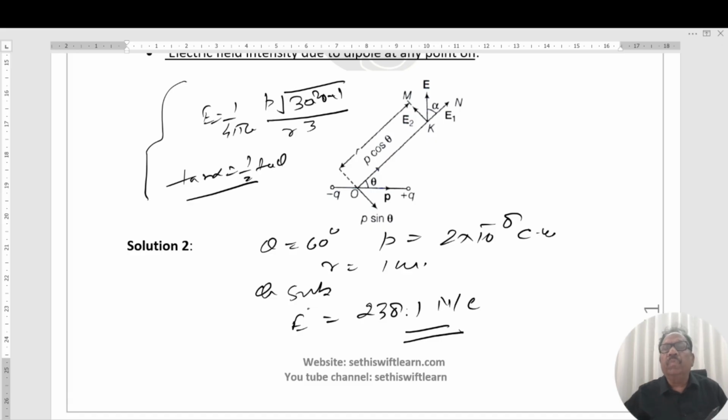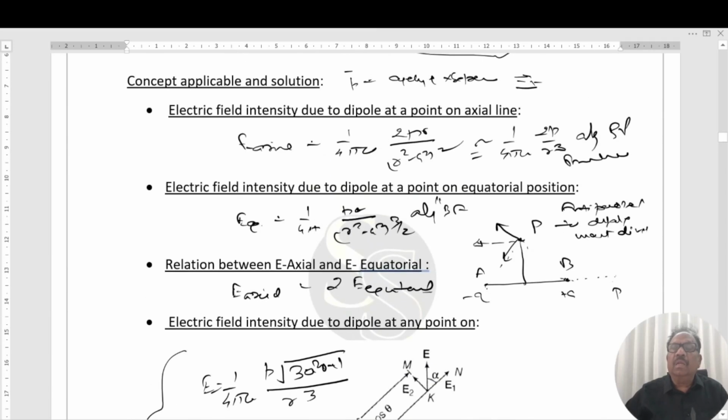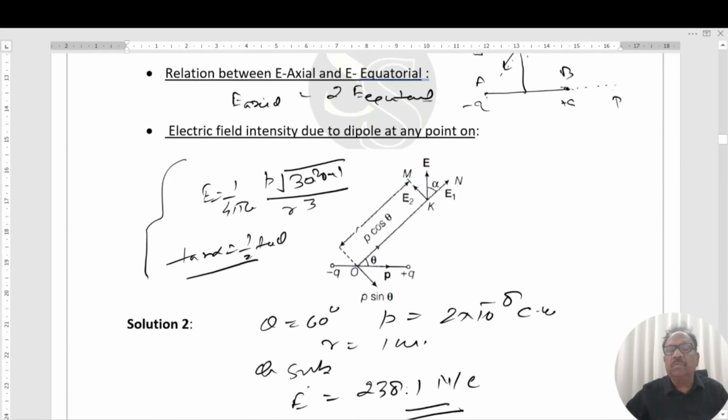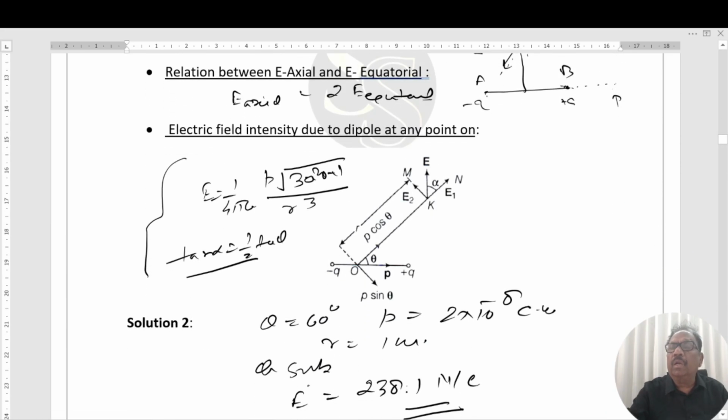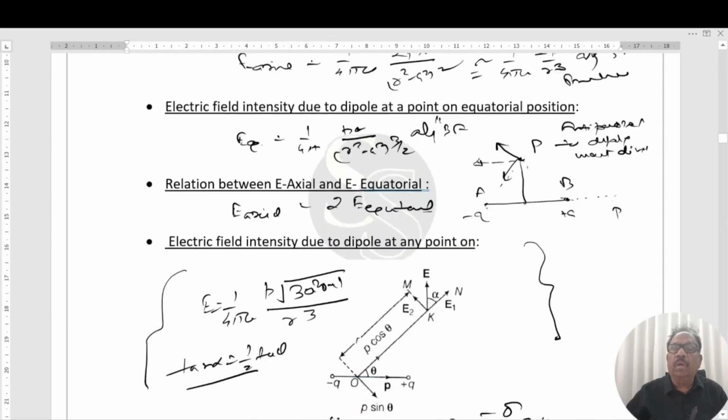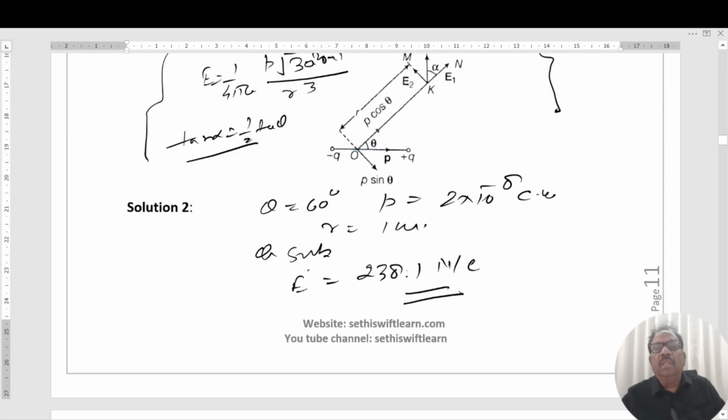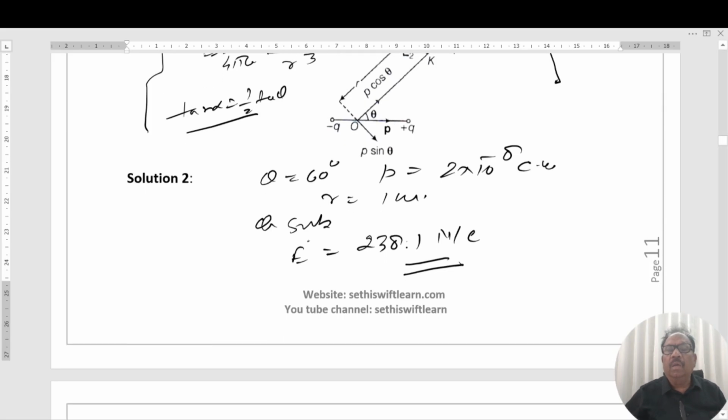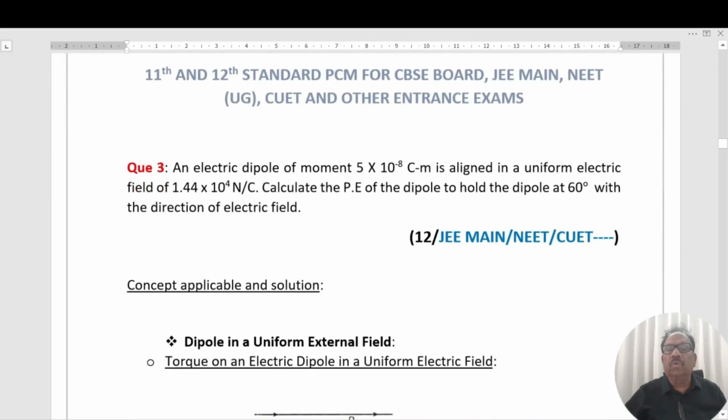Now, E axial is this one, E equatorial is this one, the relation is this one, and at any point is this one, right? I think I have discussed all the directions very well. In case of equatorial, it is anti-parallel to the dipole moment. In case of axial, it is parallel to the dipole direction. And in case of angle, tan alpha equals half of tan of theta. Next, I will discuss Gauss's theorem.